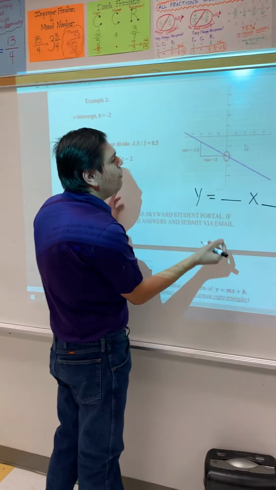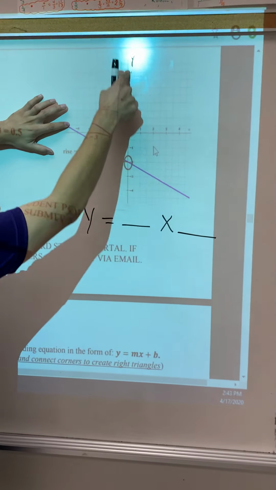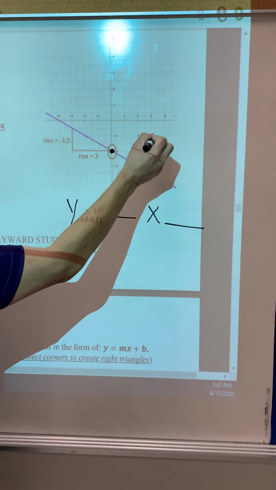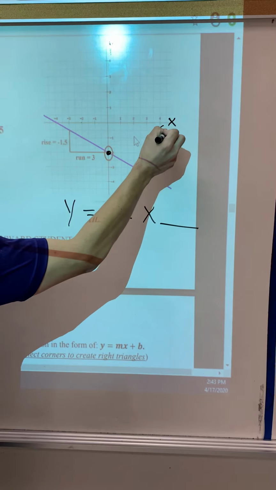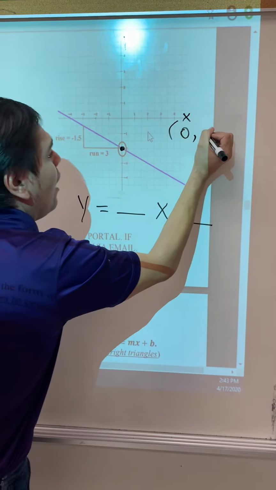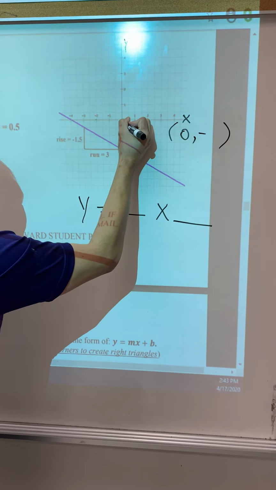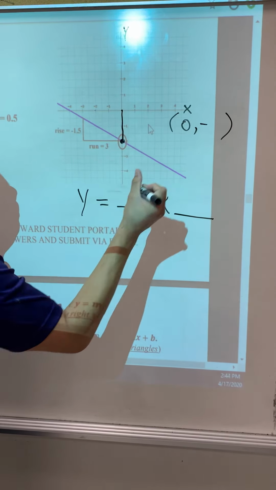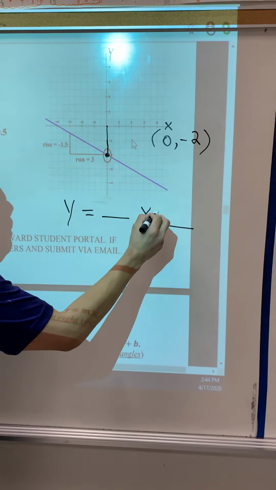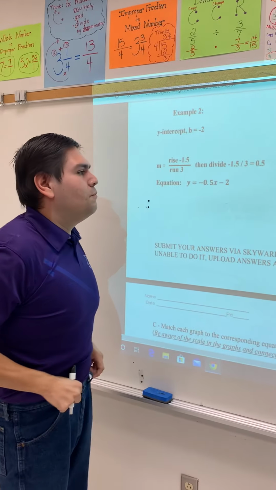Again, if I look at the graph and I look at the line and see where the line intersects the y-axis, I plot it and I can see that my ordered pair still has an x value of 0. In this case, they went down from the origin, so I know my y value for this ordered pair has to be negative. And from here to here, I went 1, 2. So my y-intercept, my b value, is a negative 2. So see, you're already 50% done.